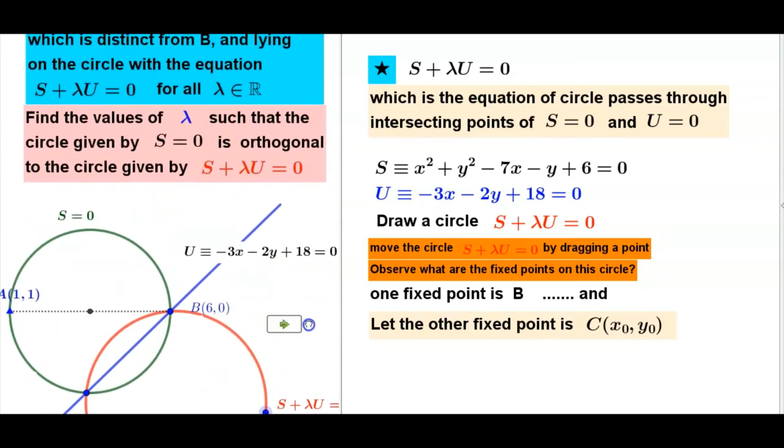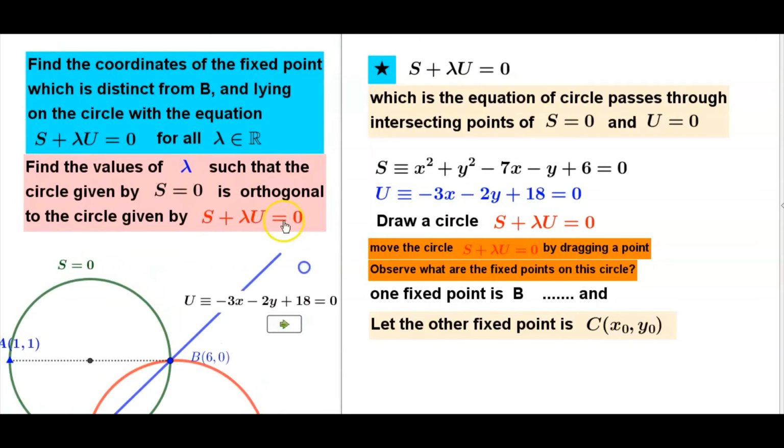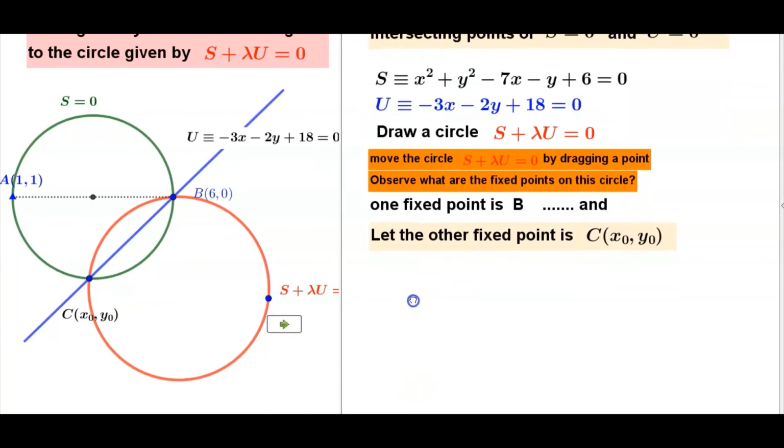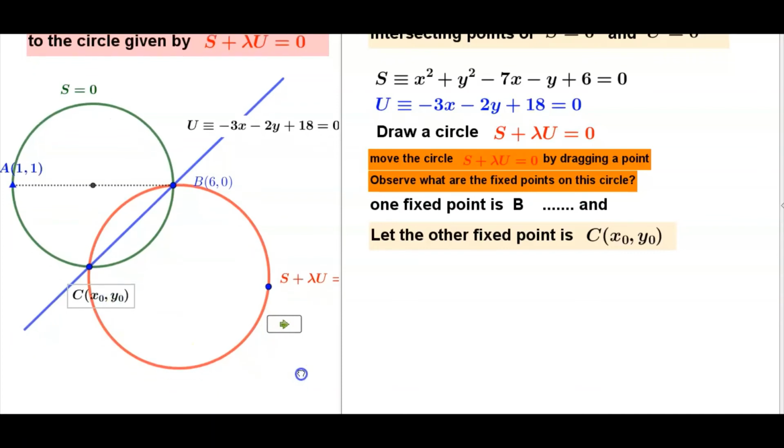So what is the question? Find the coordinates of this other fixed point. We already know the coordinates of B, so we want to find the coordinates of this other fixed point C (x naught, y naught). This is our next work: we want to find the value of x naught and the value of y naught. How do we find this?